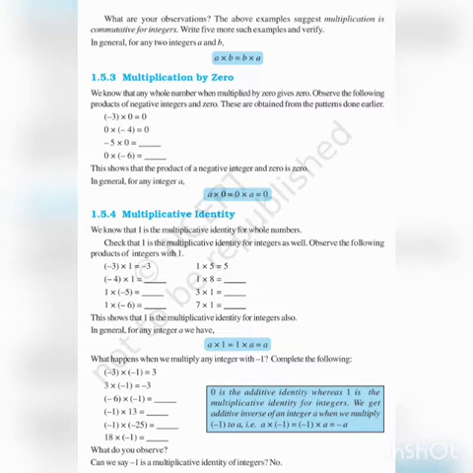Multiplicative identity. Multiplicative identity means what? If I multiply an integer with 1, I will get the same integer. So, what is A into 1 equal to? 1 into A equals A. So 1 is the multiplicative identity. Always you should know 1 is the multiplicative identity, 0 is the additive identity. Just keep this in your mind. This is the difference between multiplicative and additive identity. Okay, children.